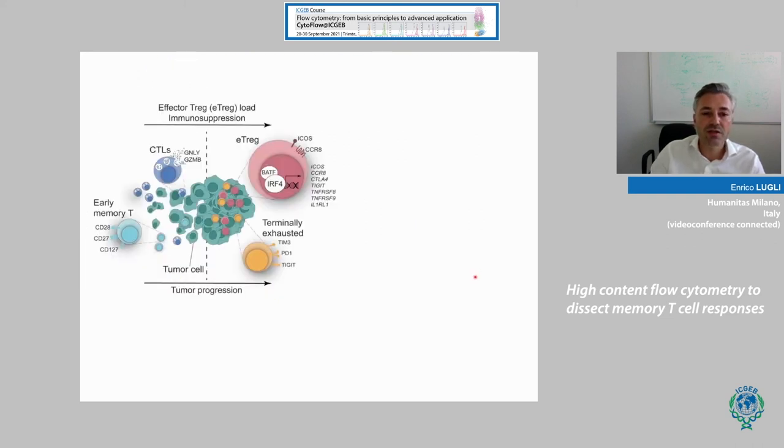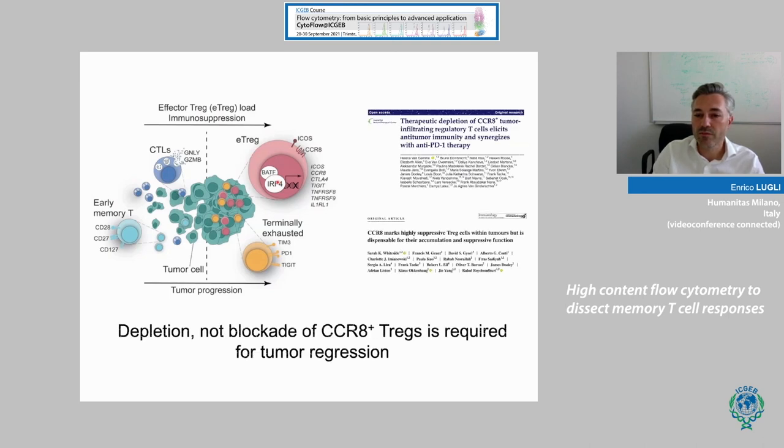So just to summarize this cartoon, with progression, we tend to have a different landscape of populations. We tend to have early memory, as I showed you before, expressing these markers, or also CTLs, so cells capable of mounting a cytotoxic response. But as the tumor progresses, then you obtain terminally exhausted cells, and at the same time, effector Tregs, highly activated Tregs with overexpression of IRF4, which is a master regulator of their function. And more recently, some papers have shown that if you deplete, not block, but deplete these CCR8 positive Tregs, you favor the anti-tumor immune response, so you mediate tumor destruction.